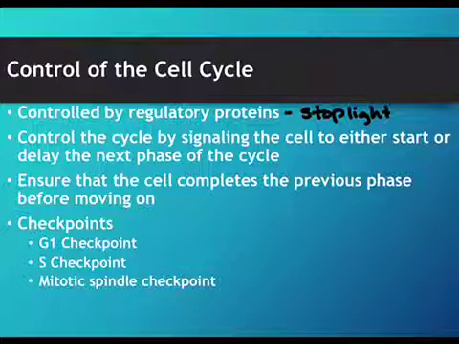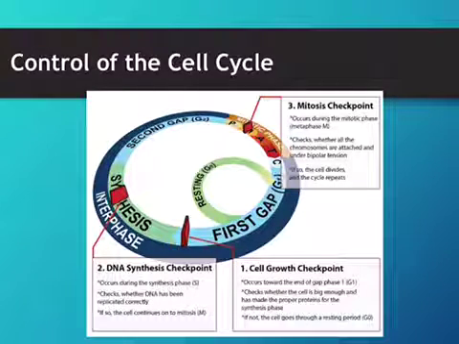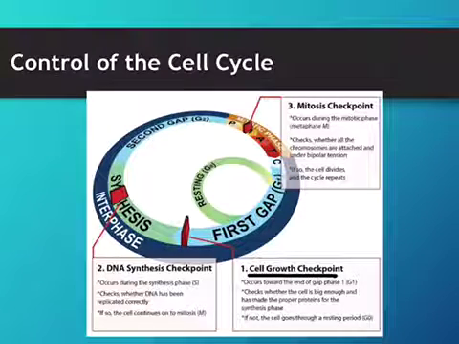And so there are 3 checkpoints where these regulatory proteins come into play. We have the G1 checkpoint, the S checkpoint, and then the mitotic spindle checkpoint. And so this diagram shows you where all 3 of these checkpoints fall in the cell cycle. So the first checkpoint is the G1, the cell growth checkpoint, and notice how it's ending here at the end of that first gap phase.